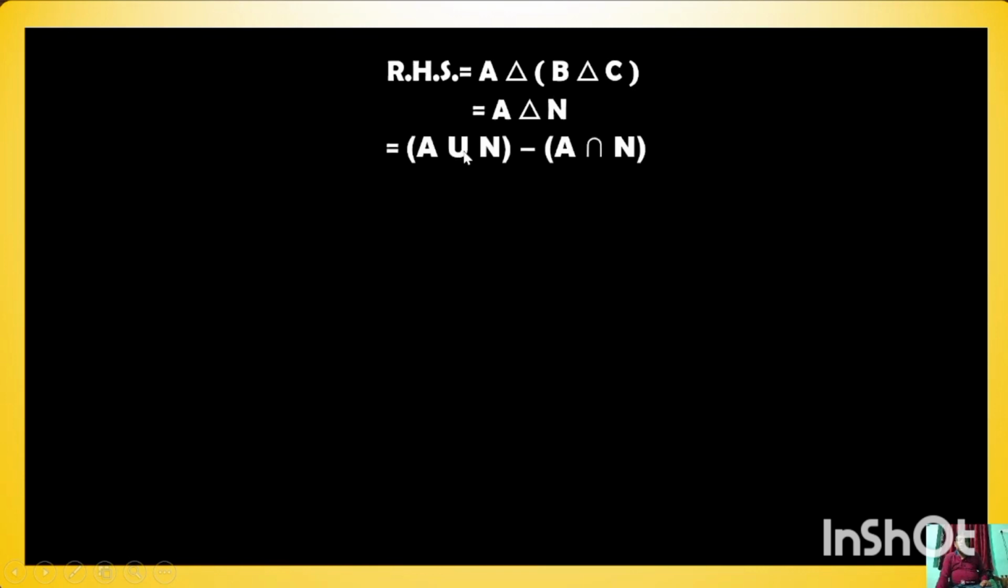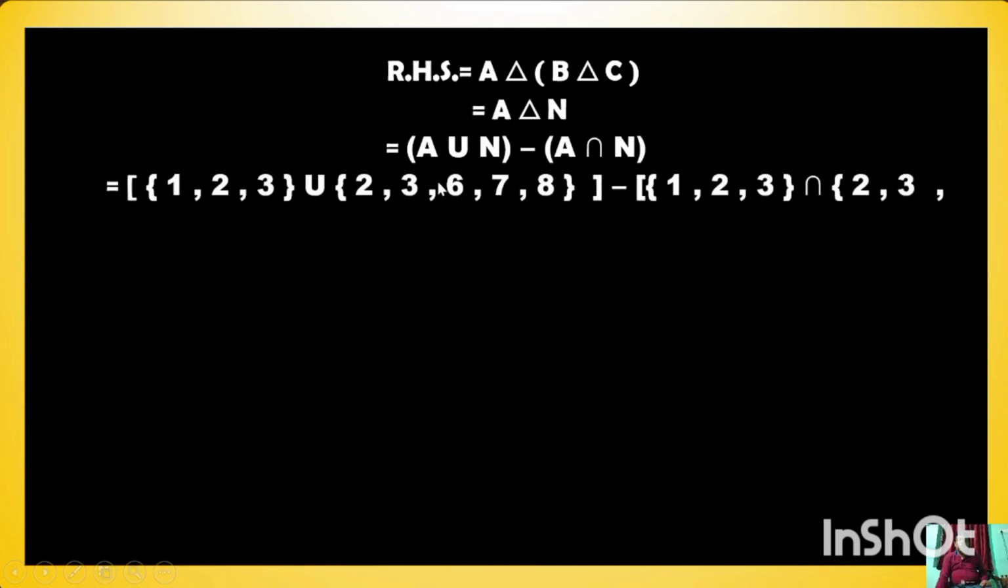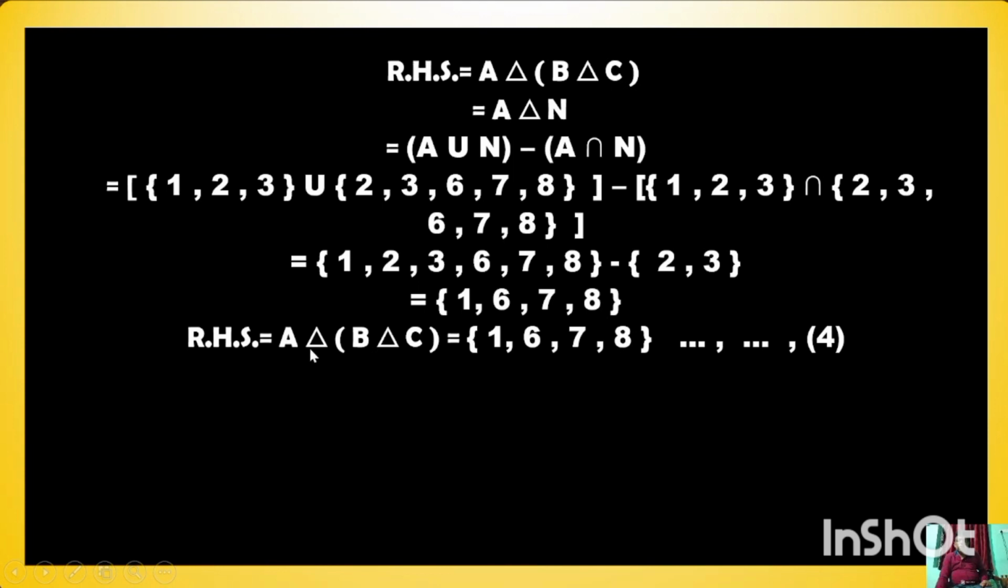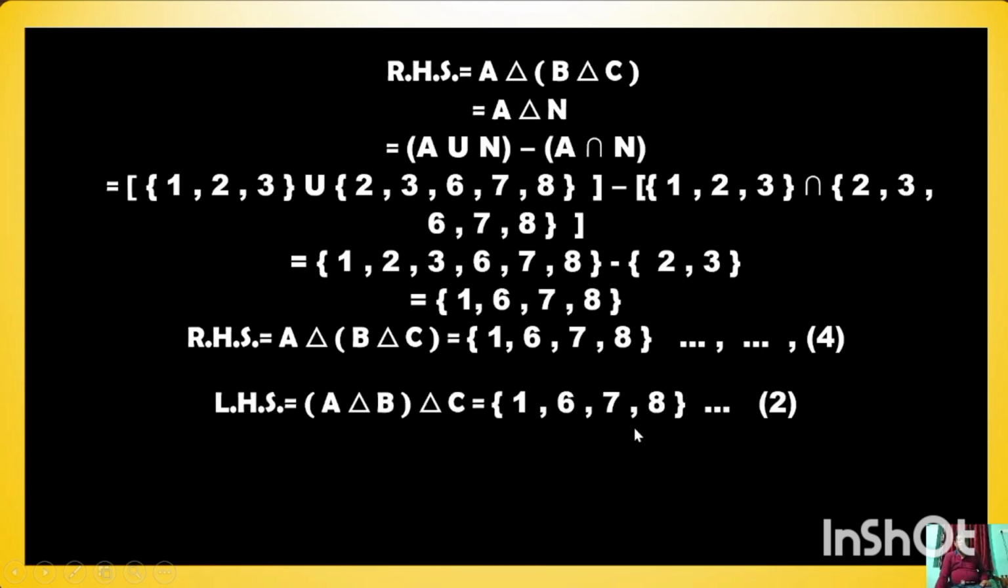Which is A union N minus A intersection N. First of all you find A union N, and after that you get 1, 6, 7, 8. Thus you get the RHS, A delta (B delta C), which is 1, 6, 7, 8, and in both the cases we got the same. It is verified that the symmetric difference set obeys the associative property, right? Okay.